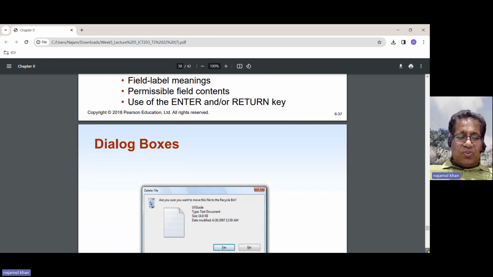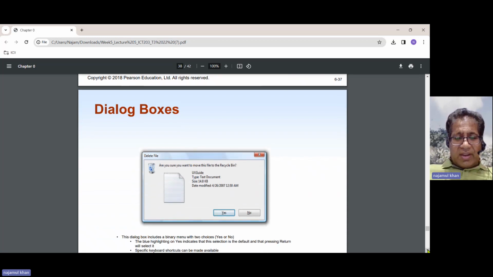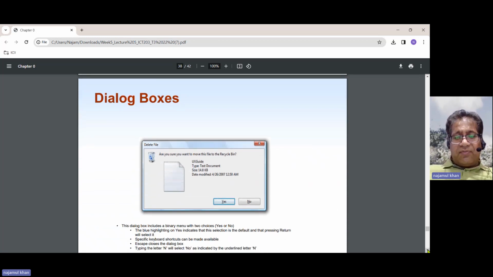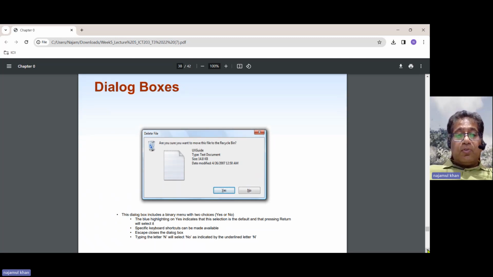Okay, dialog boxes. I'm sure you would have seen this kind of dialog box hundreds of times, just to confirm that if you are trying to do an operation, whether you are sure you want to move this file to the recycle bin. By mistake, accidentally, if you do something wrong, it shows you a kind of warning message. Are you sure you want to do that? If you have done something by mistake, you will probably click no. If you haven't, I guess you will hit yes.